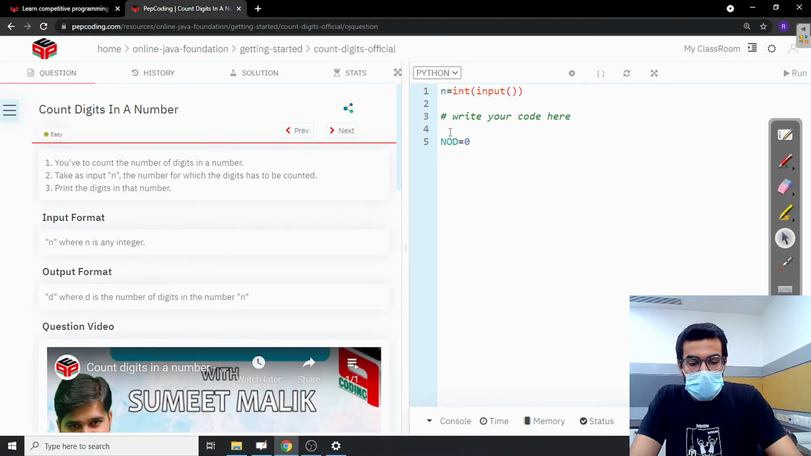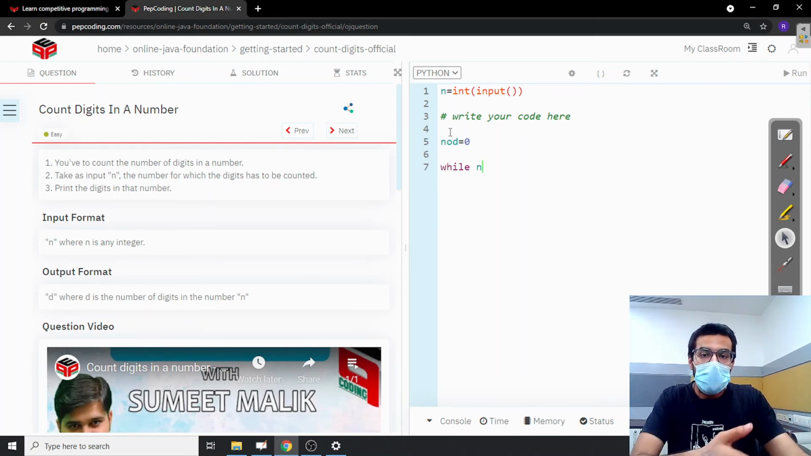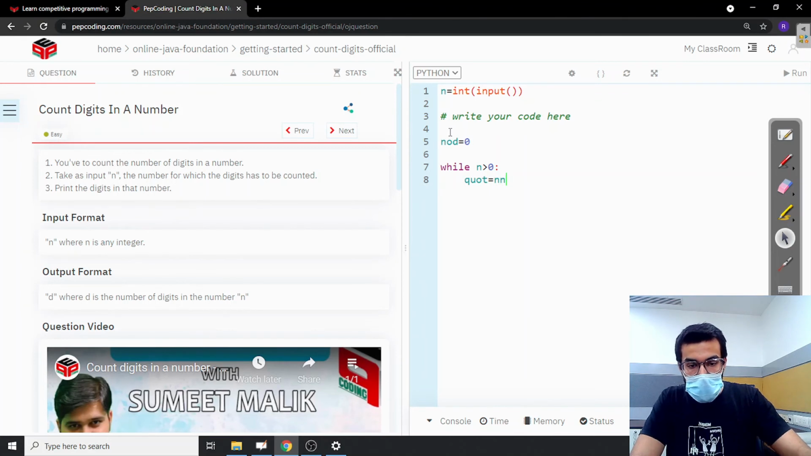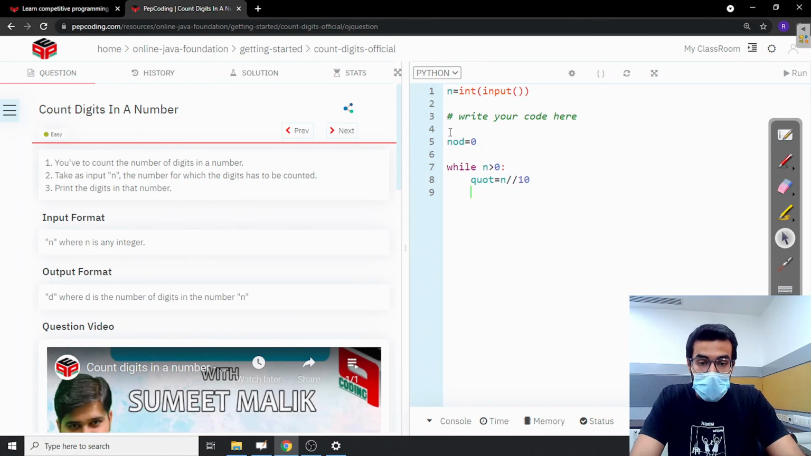So initially we are taking a variable, NOD, number of digits, as 0. Then we are going to divide till the time dividend is not equal to 0. Since the dividend is stored in the number n, I am taking n is greater than 0. And the quotient after each step is basically n divided by 10. Also, after each step, the dividend for the next step becomes basically this quotient. So n is equal to quotient. This quotient is basically the dividend for the next step.